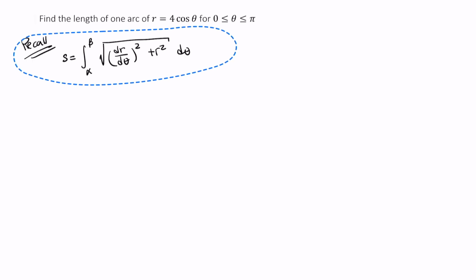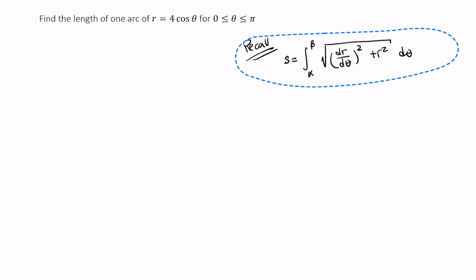So remember, arc length is given by the integral from alpha to beta of the square root of (dr over d theta) quantity squared plus r squared, d theta. And actually, I'm going to move this off to the side here. All right, so let's go ahead and set this up.